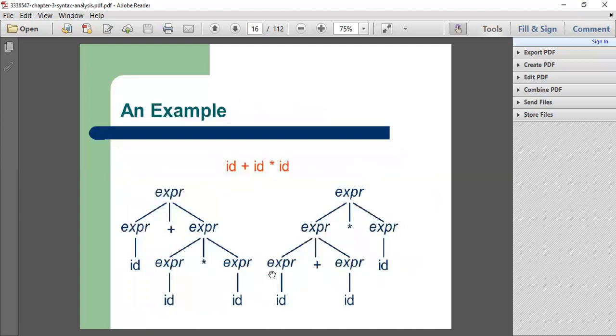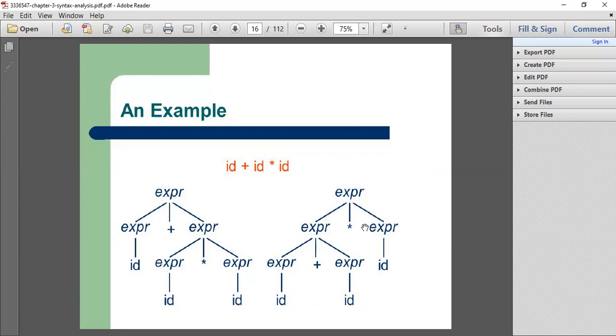Clear? So this is an example for one input string. For this expression, we have two parse trees here. So this grammar is said to be ambiguous because we have two parse trees. Consider this example. Take the expression. We have the plus operator here. We are expanding only the right hand side of the production, right? So this is called rightmost derivation.